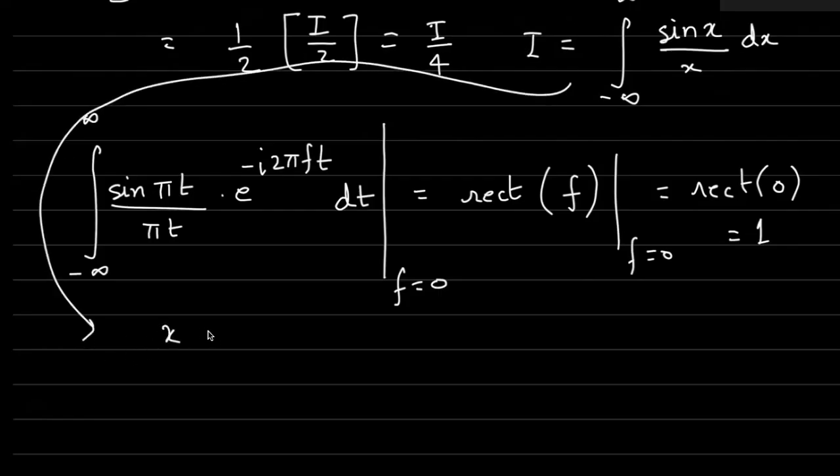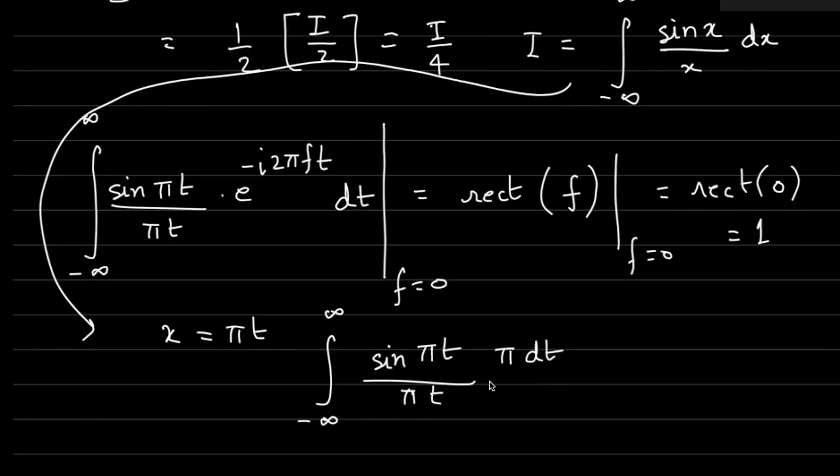we can now change the variable, let x equal pi t, and by changing the limits, pi into infinity becomes infinity, pi into minus infinity becomes minus infinity. And now changing the variable to pi t, dx will become pi dt, right?